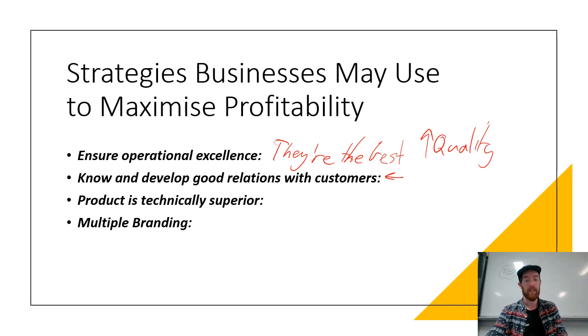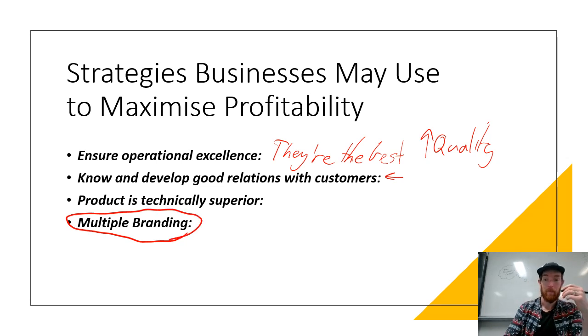Another strategy is that their product is technically superior, so it does things that other products do not do. That's going to maximize their profitability because people are going to buy it. And then another really sneaky one that a lot of people don't know about is multiple branding. So some businesses like to make sure that in one market they own a lot of the different brands. So no matter which you buy, the profit's still going to the head company. There are brands like Johnson and Johnson in body wash, cosmetics, etc., where they own a lot of different ones. Things like Rexona and Lynx deodorants are all owned by the same company. So whichever one you buy, the money's still going to the same people.